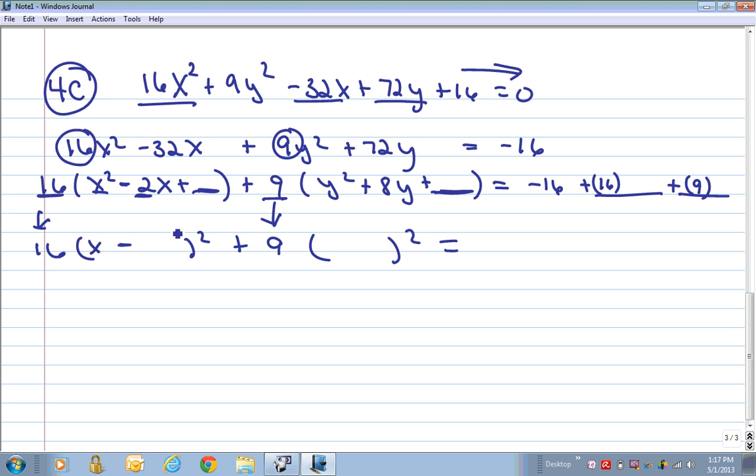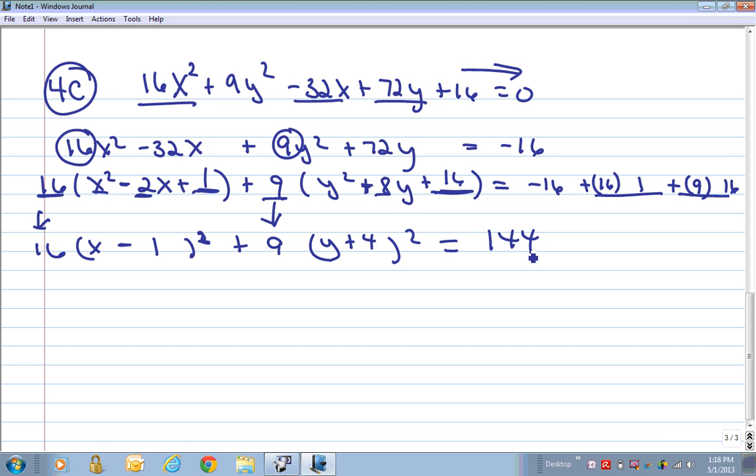I take half of this number, so half of 2 would be 1. And if I take 1 and I square it, I get 1. That goes in the blank on both sides. I keep my 9. I bring down my y, because it's already squared out here. I have a plus sign, so I have a plus sign. I have half of 8 is 4. And 4 squared is 16, which goes in the blank here. And here. All right, and on the right side now, I go ahead and simplify things. And when I do, I'm going to get that to be 144.